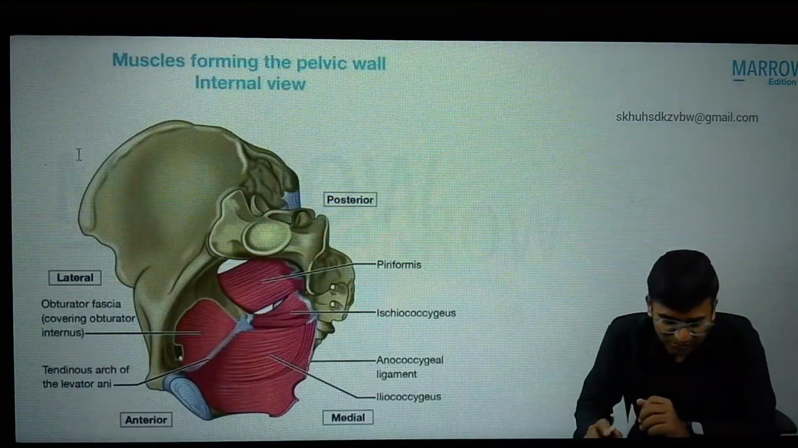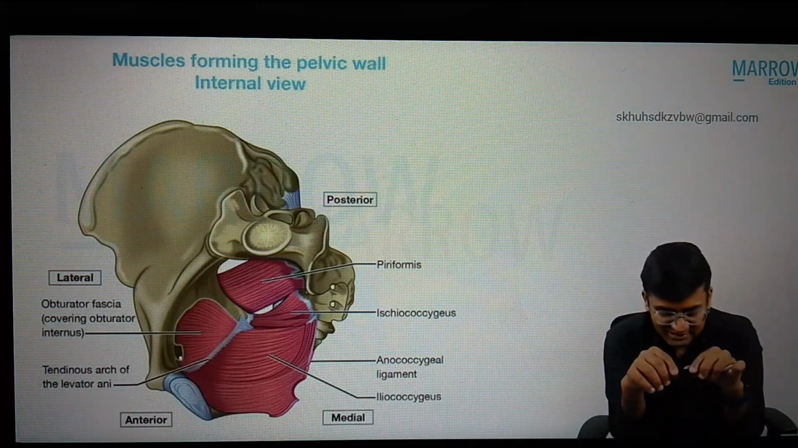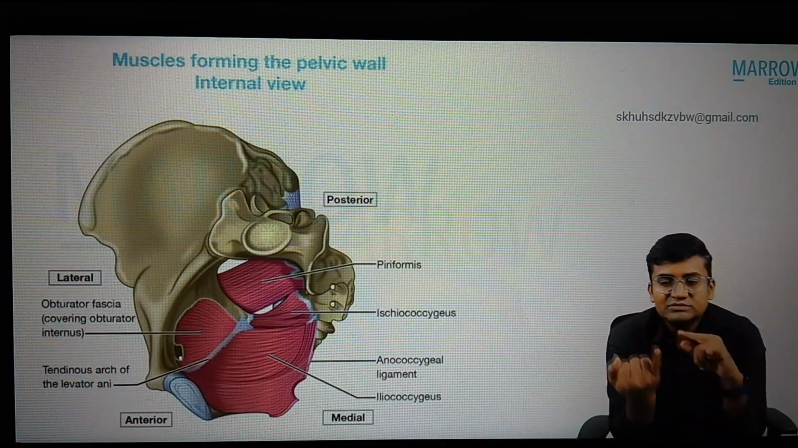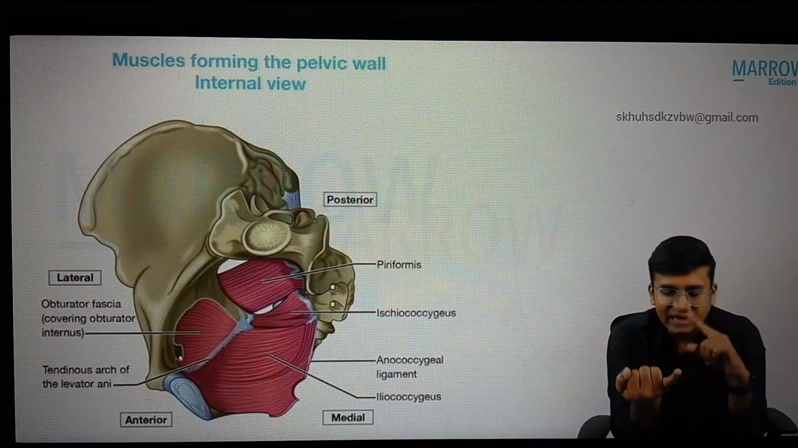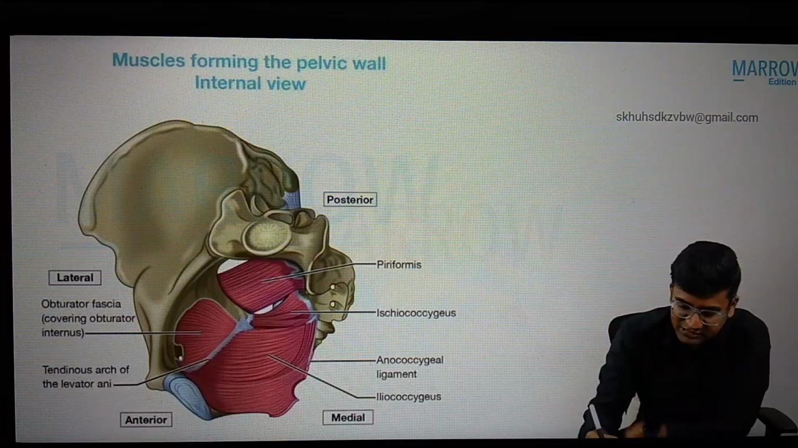Now, we almost come to the end of the perineum topic. Two more small topics are pending in this region. One is the pelvic diaphragm, and the other is the nerve of the perineum, the pudendal nerve. That's all. So now we're going to discuss the levator muscle.